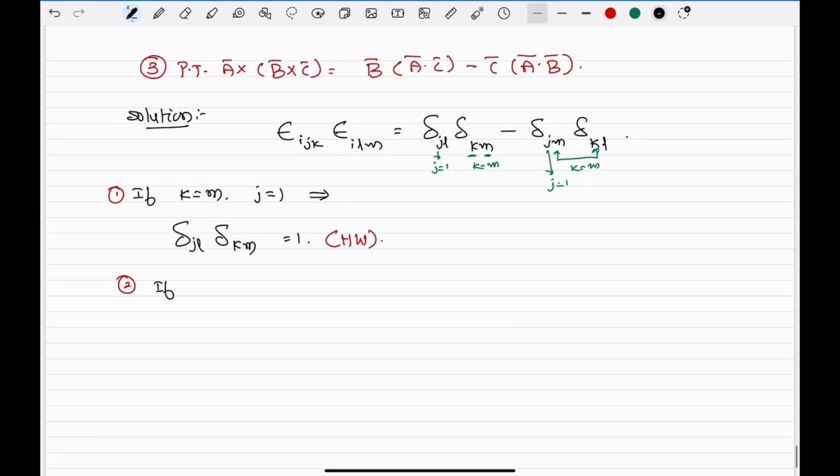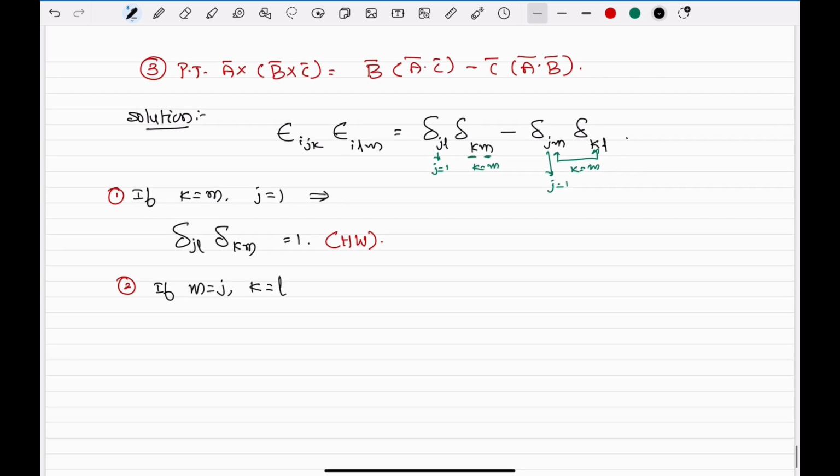If M is equal to J, K is equal to L, it implies delta Jm, delta KL is equal to 1. Delta KL into delta Jm is equal to 1.